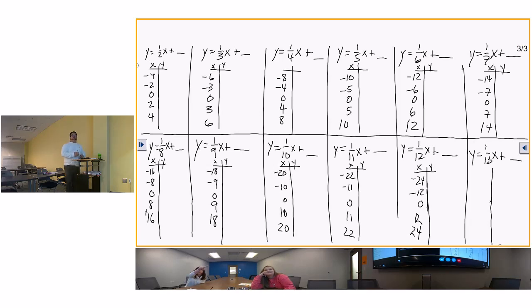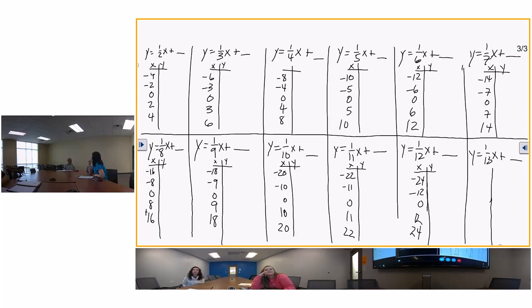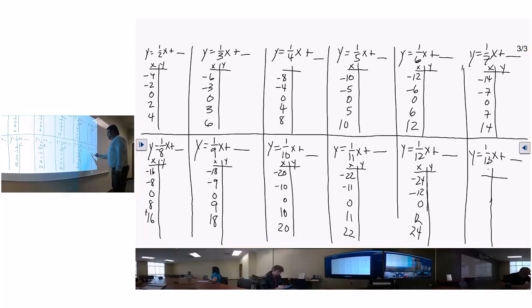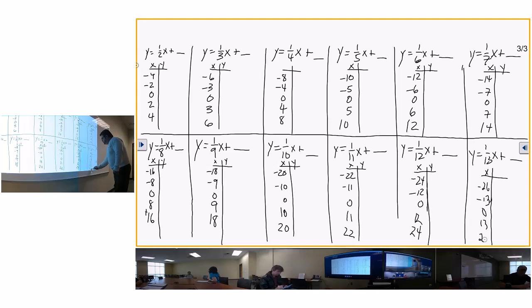Okay, so what would 13 be? I can drag it. Negative 26, in between where it. There we go. Negative 13, 0, 13, 26. Now, do you see the pattern?